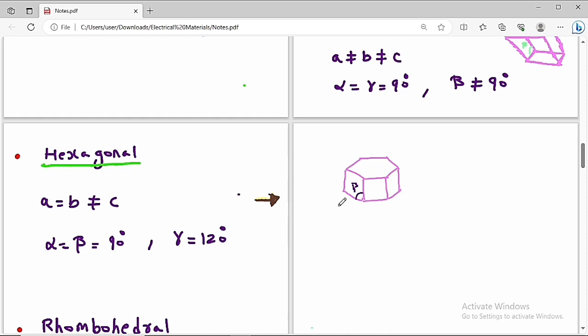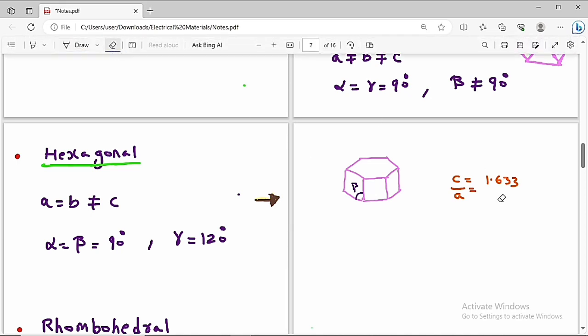As you can see, this is a figure of the hexagonal. Here this is the length A and this is the length B. Both are equal, but the third one is different, as you can see clearly. Alpha and beta are 90, but gamma is 120 in the case of hexagonal. If you want the exact ratio, C by A is equal to 1.633. C is somewhat higher than A, but not very large, as you can see clearly. I request you to remember this value also. It's a very important thing here.